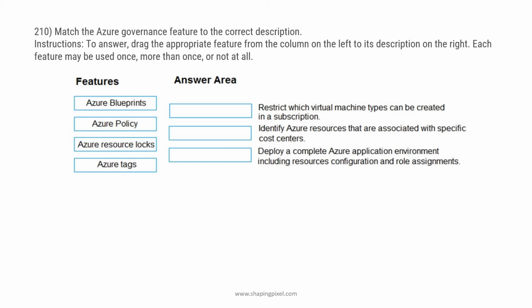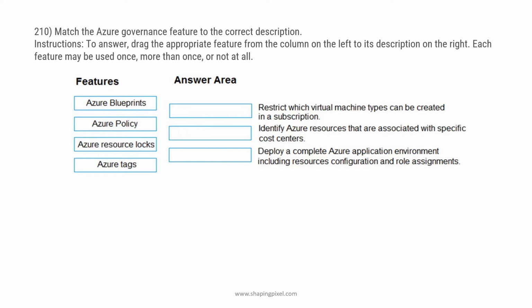Question number 210. Match the Azure governance feature to the correct description. Instruction: to answer, drag the appropriate feature from the column on the left to its description on the right. Each feature may be used once, more than once, or not at all. The features are Azure Blueprints, Azure Policy, Azure Resource Locks, and Azure Tags.